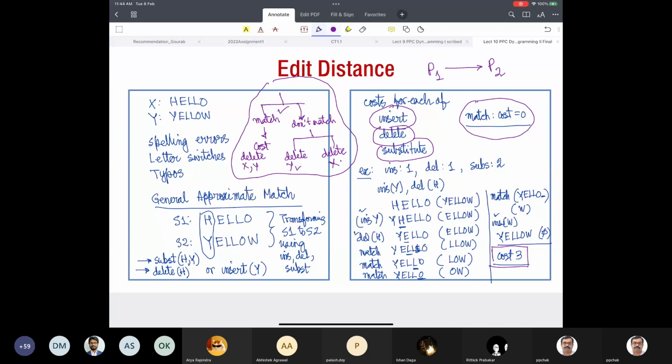So how do I take one pattern and transform it to another pattern? So how do I do that? Suppose I have started from yellow and I want to reach hello. Then what are my options? At the first point, I can delete Y. Then I can insert H. Or instead of deleting Y, I could have substituted Y by H. Then E and E will match. Then L and L will match. Then O and O will match. And then I can delete W. So I can do this by one substitution plus one deletion. I will reach from yellow to hello.